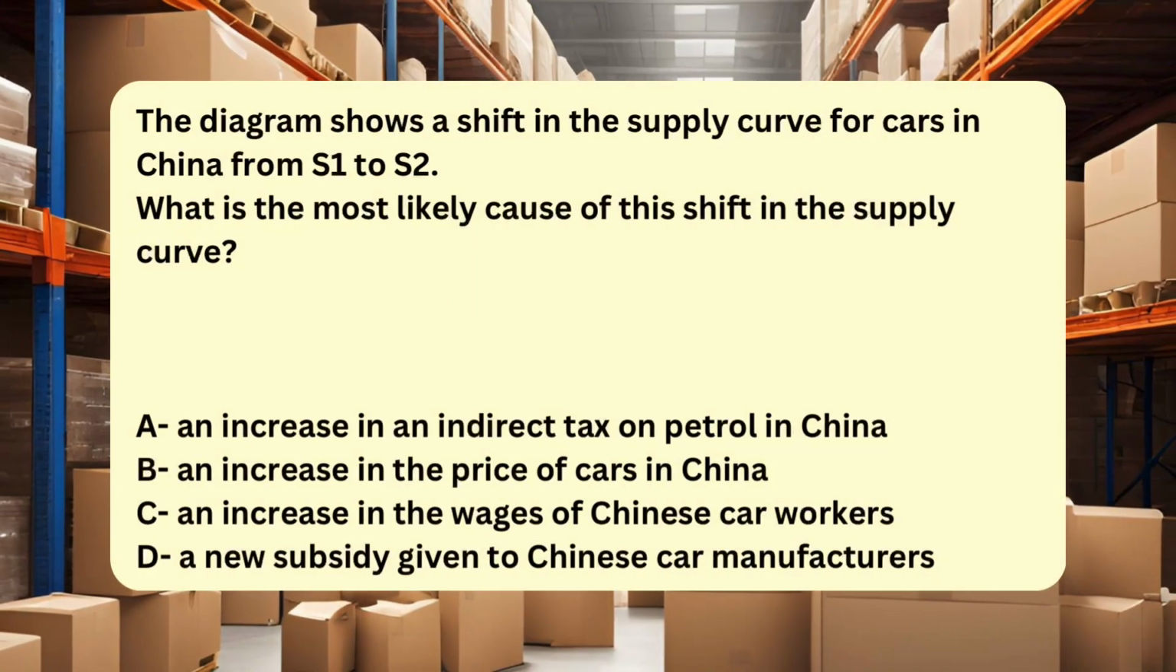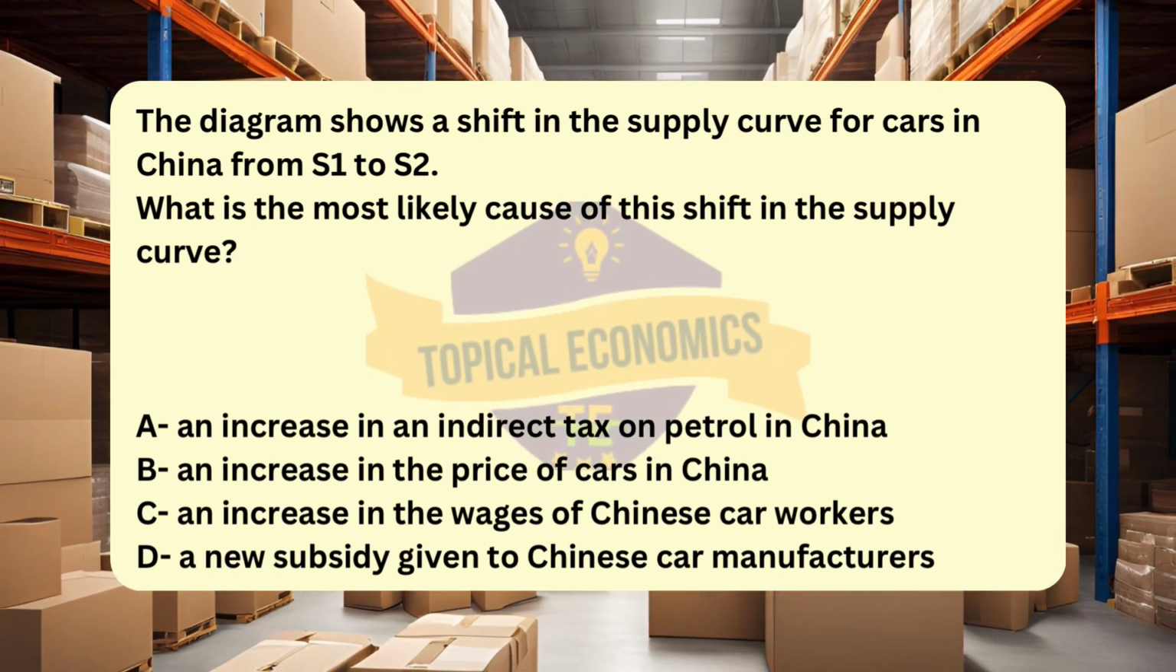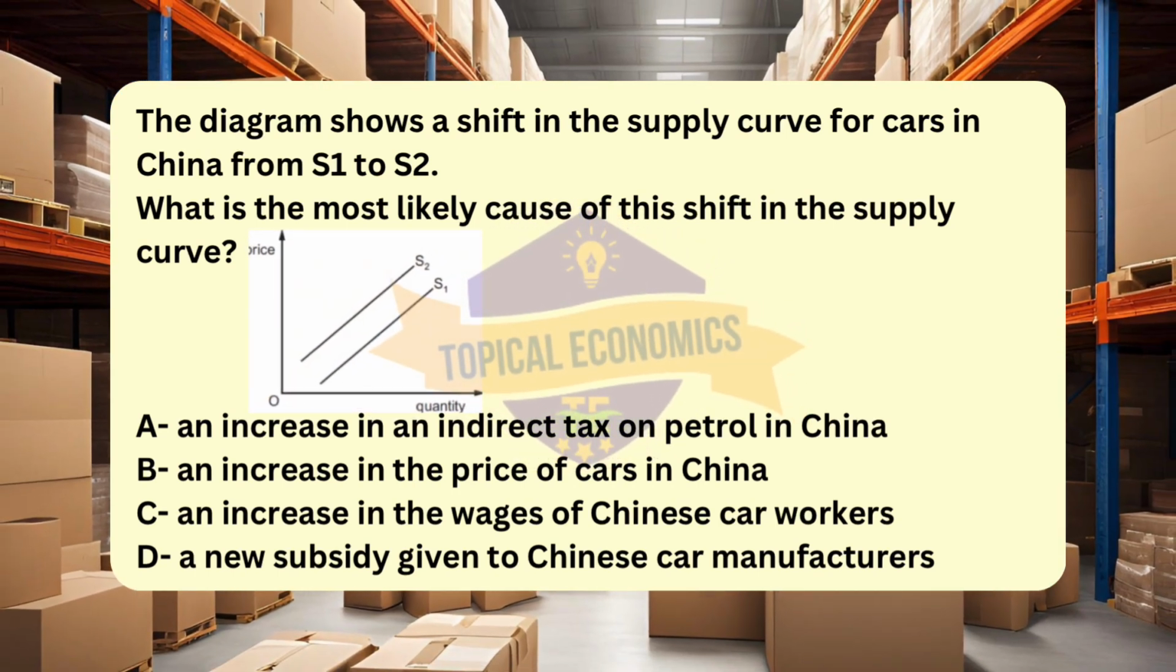Moving to question 3. The diagram shows a shift in the supply curve for cars in China from S1 to S2. What is the most likely cause of this shift in the supply curve? A. An increase in an indirect tax on petrol in China. B. An increase in the price of cars in China. C. An increase in the wages of Chinese car workers. D. A new subsidy given to Chinese car manufacturers. Reference, 2020 October-November version 1. The correct answer for this question is option C.